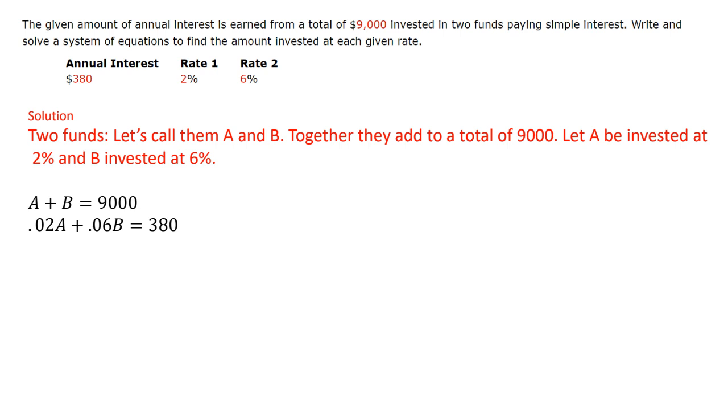So it says that we have an annual interest of 380 for both of these rates. So what this means is that if I invest at 2% for the A, you can think of this as the rate times the quantity, okay, for the A, plus 0.06 times B. Again, I converted the percentages into decimals. This should equal my annual interest, $380. Okay.